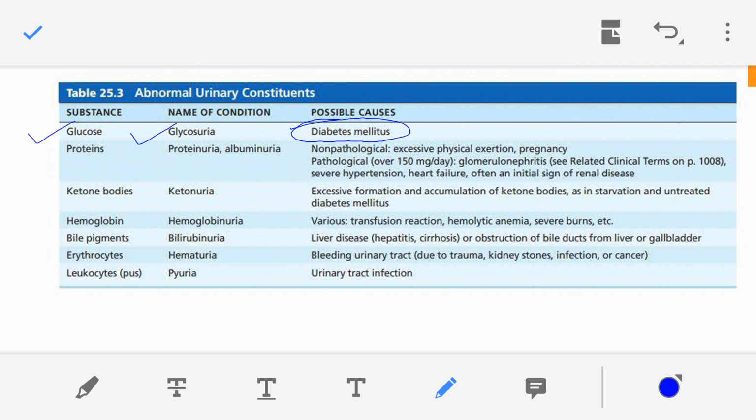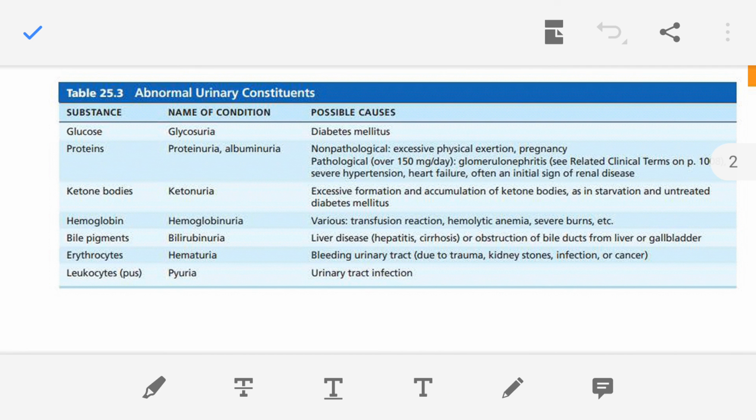Now the second condition that we need to understand is ketonuria. Ketonuria means presence of ketone bodies in the urine. Now why are ketone bodies present? Here they are writing excessive formation and accumulation of ketone bodies. Why does this excessive formation and accumulation of ketone bodies take place? The reason is starvation. If a person remains hungry for a longer period of time, let's say for a week or so, at that time these ketone bodies develop and accumulate in the patient's body. Or if a person is suffering from diabetes mellitus, in this condition also ketone bodies are present in the urine, which is known as ketonuria.